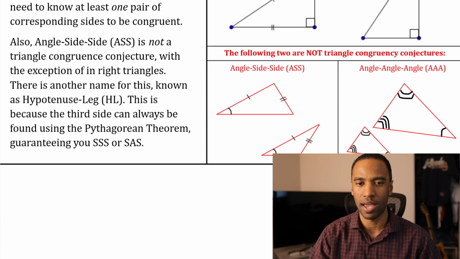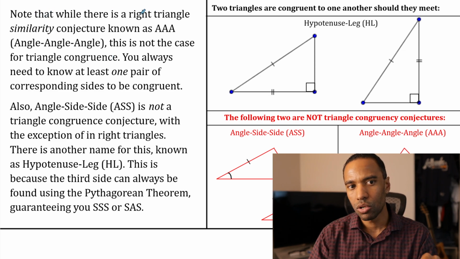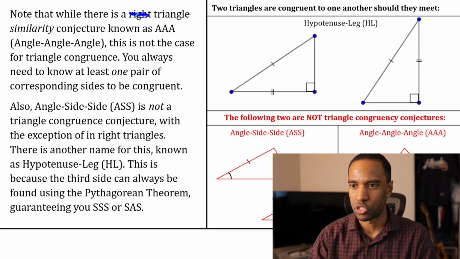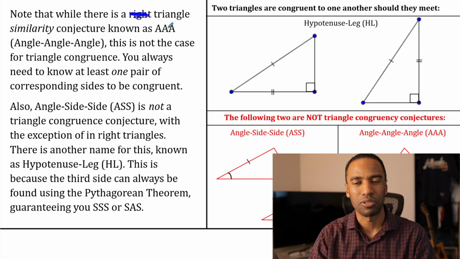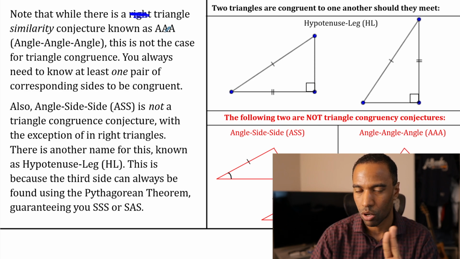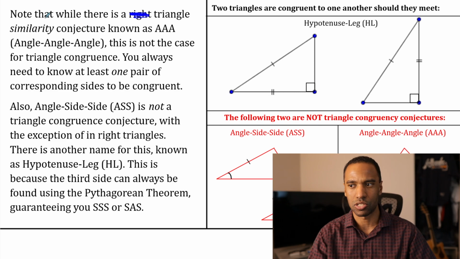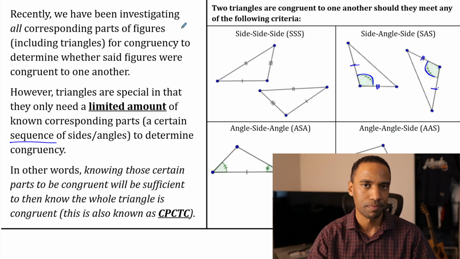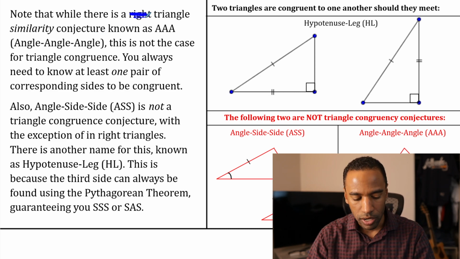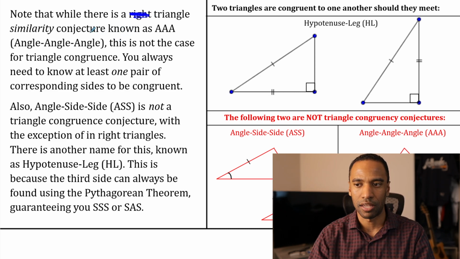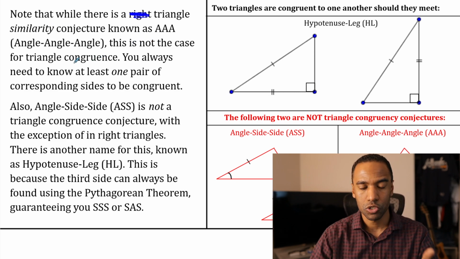Let me first go to the ones in red with the description that I have right here. This is not right triangle, this is just triangle. There is a triangle similarity conjecture known as angle. Technically, it's known as angle only, because the third angle is automatically congruent. I just want to say this because all the other ones you saw were 3 letters each. Anyway, there's a triangle similarity conjecture known as angle. Similarity, not congruence. That's not the case for triangle congruence, though, guys.